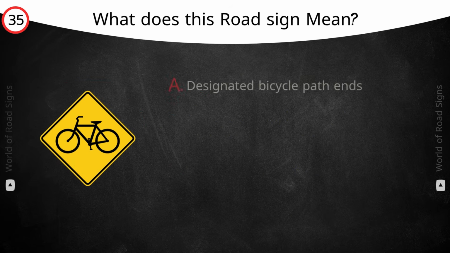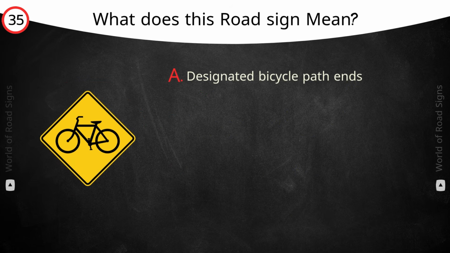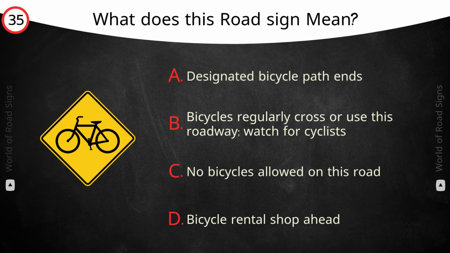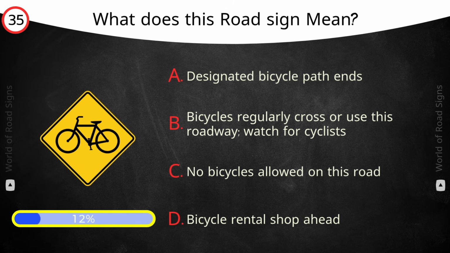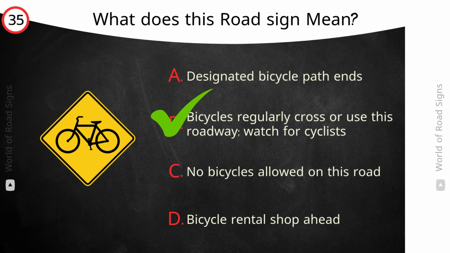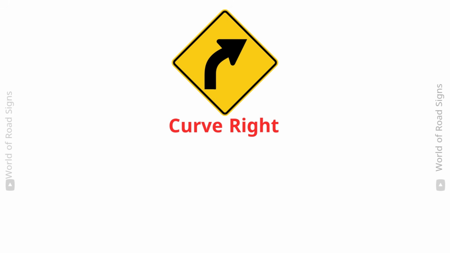Question 35. Do you know the meaning of this sign? A. Designated bicycle path ends. B. Bicycles regularly cross or use this roadway. Watch for cyclists. C. No bicycles allowed on this road. D. Bicycle rental shop ahead. The correct response is option B. Bicycles regularly cross or use this roadway. Watch for cyclists.